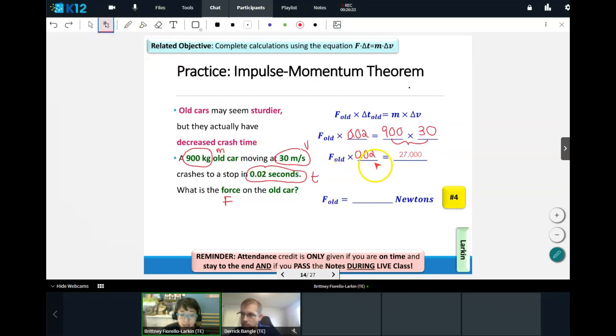Now, we want to go ahead and get force by itself, okay? Currently, it's being multiplied by 0.02. In order to get rid of multiplying by 0.02, we need to do the inverse or opposite function. What is the inverse or opposite of multiplying? Yes, this is going to be dividing. So we're going to divide by 0.02, and that gets rid of it on the left side. But whatever I do on the left side, I also need to do, yes, on the right side. So divide by 0.02 on the right.